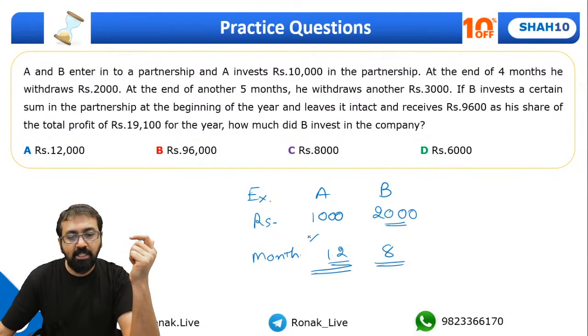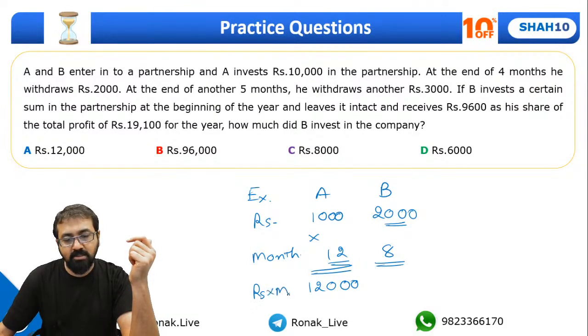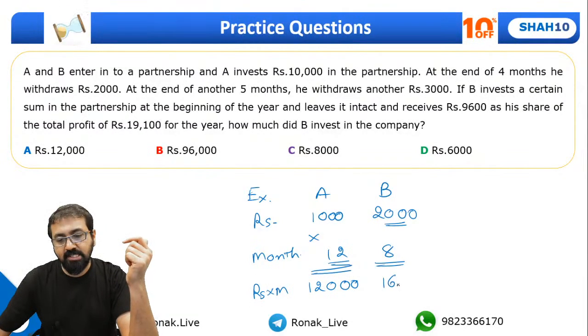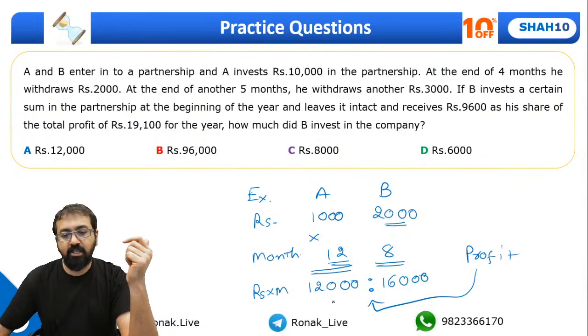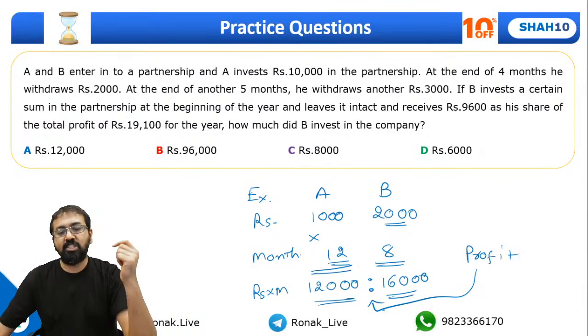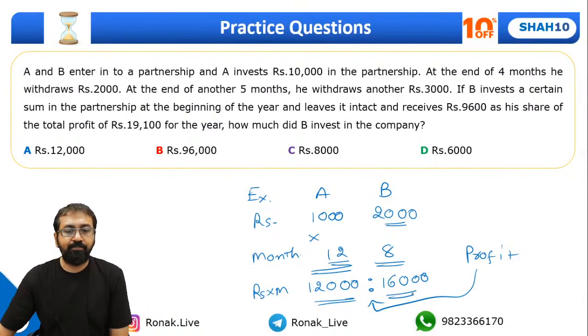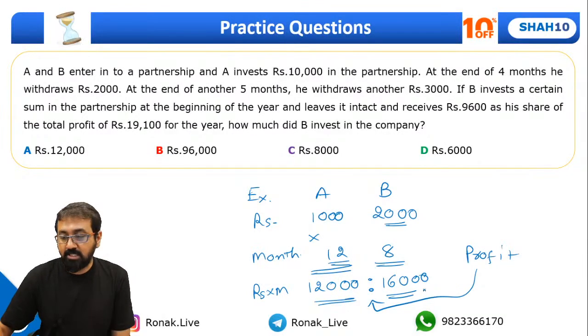So you simply multiply the rupees with the months. So this will come out to be 12,000 rupees months, and this will come out to be 16,000 rupees months. That means you will have to divide the profit in this ratio, 12:16, or you can say 3:4 ratio. Are you all clear with this one? This is how we solve partnership questions.